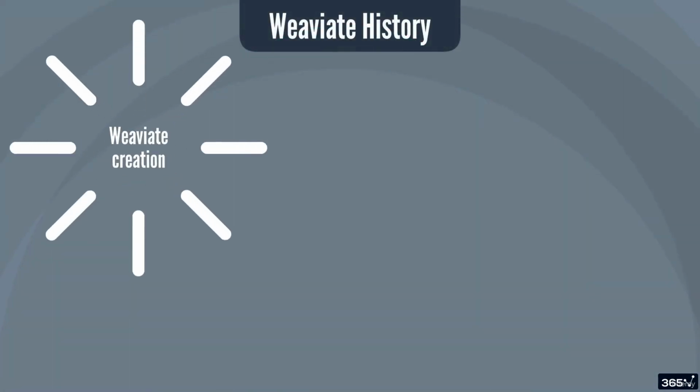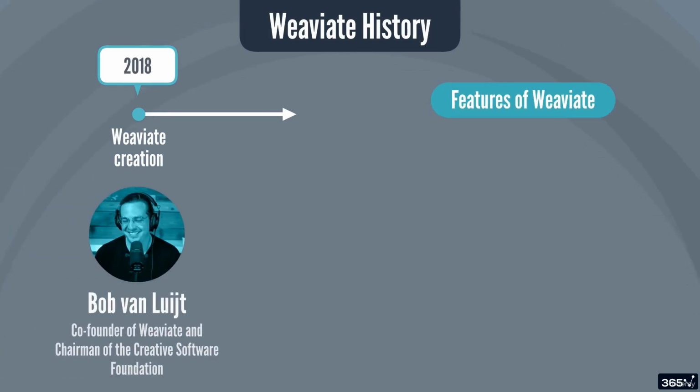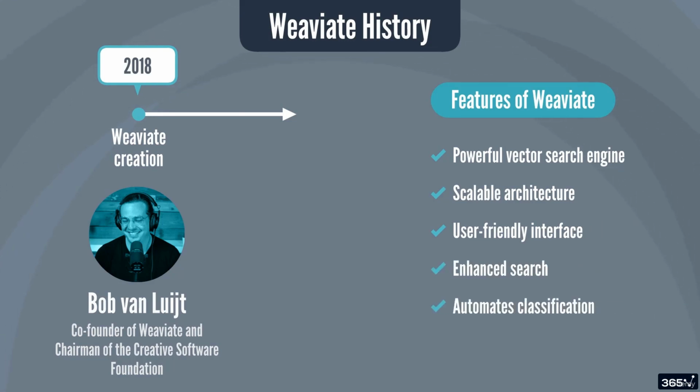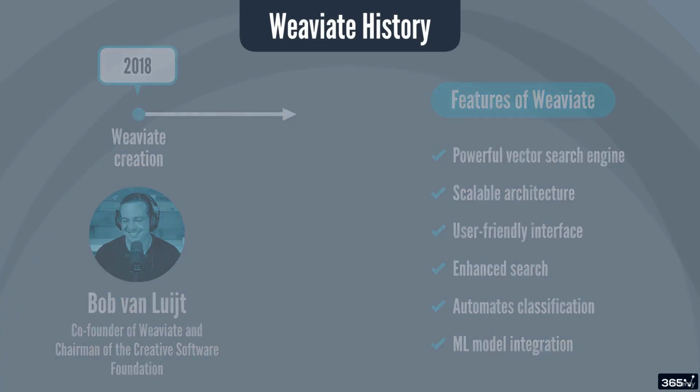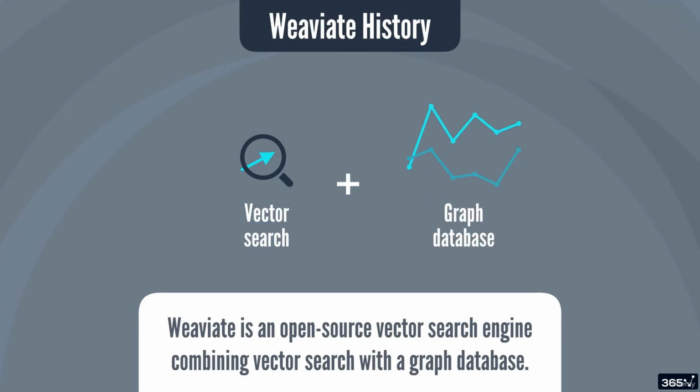All right. Our next solution is called Weaviate. Founded in the Netherlands in 2018 by Bob van Luijt and his team, Weaviate is designed as a powerful, scalable, and user-friendly vector search engine that enhances searches and automates classification through integration with ML models. Weaviate is an open-source vector search engine that combines vector search with a graph database, enabling rich data models and contextual searches.